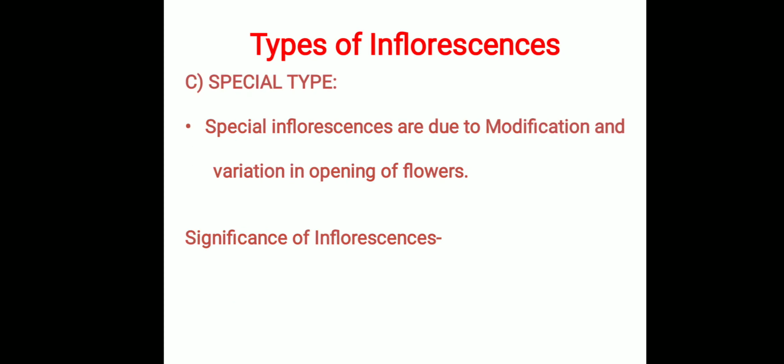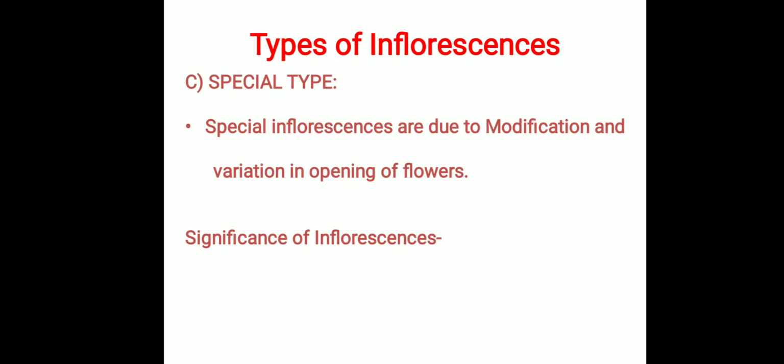Then the third type is the special type of inflorescence, when the inflorescence does not show any racemose or cymose type of characters. Such inflorescences are considered special types of inflorescences. There are three special types: one, hypanthodium; second, verticillaster; and third, cyathium type of inflorescence. Thus, special types of inflorescences are due to modification and variation in opening of flowers. So these are the types of inflorescences.